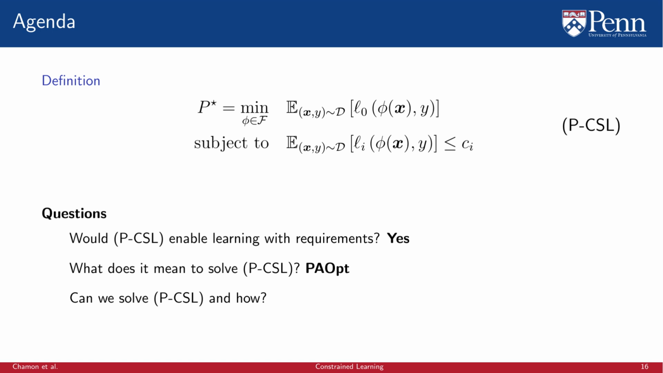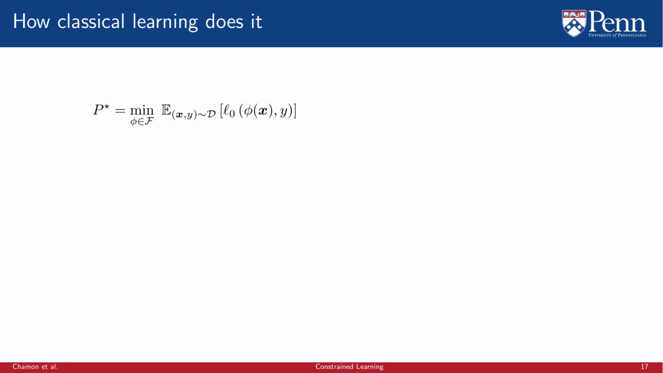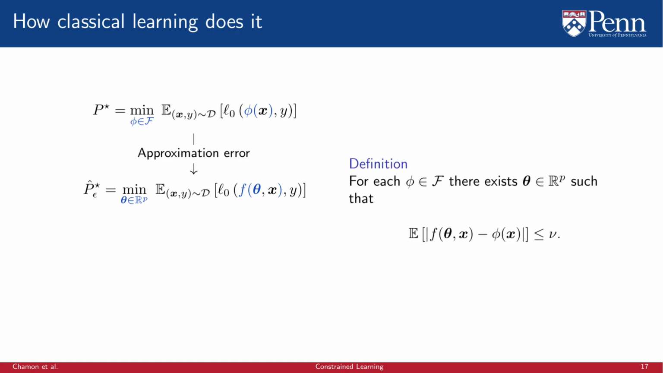To answer that, let's first get some inspiration by looking at how classical learning does it in the unconstrained case. So the idea is to first get rid of the infinite dimensionality by parameterizing phi using a model f. Now, the optimization is over a finite dimensional parameter vector, theta, and for that we pay a price that depends on how good the model is. It's worth noting that common parameterizations like neural networks or kernel models often enjoy much stronger universality properties than the one we wrote here.